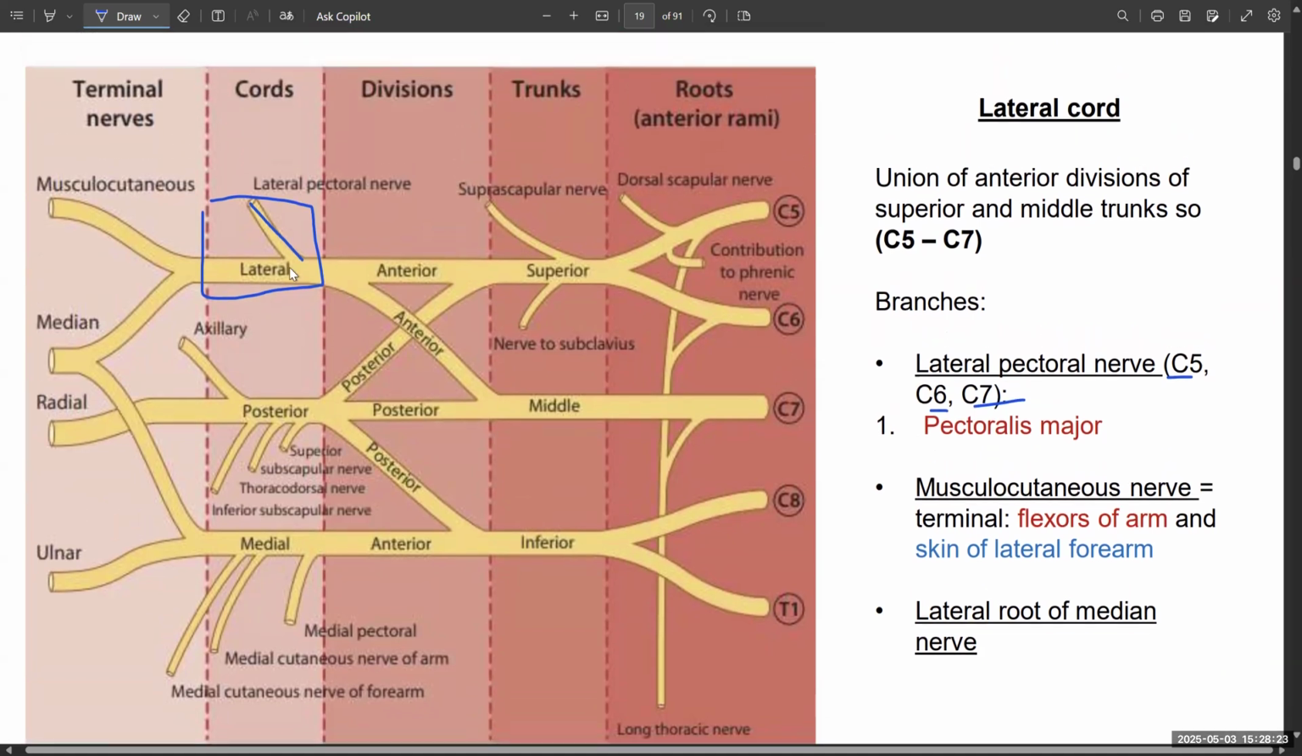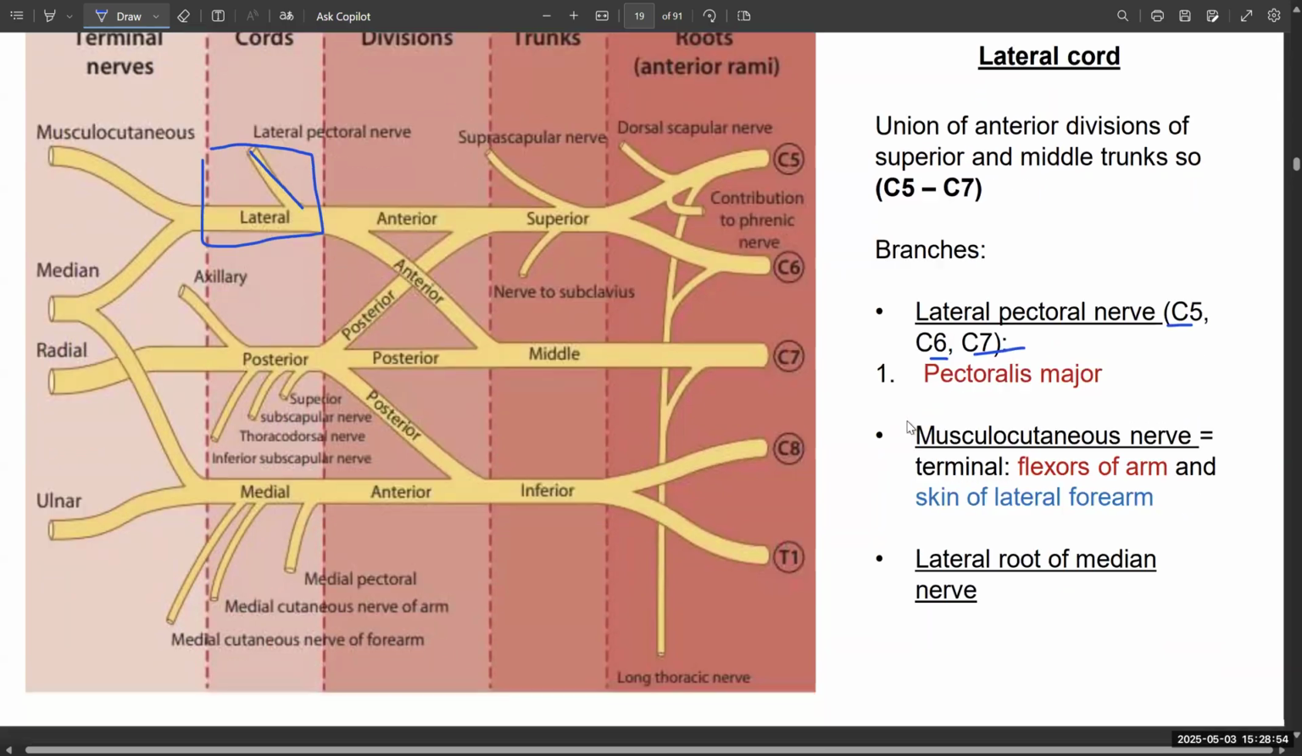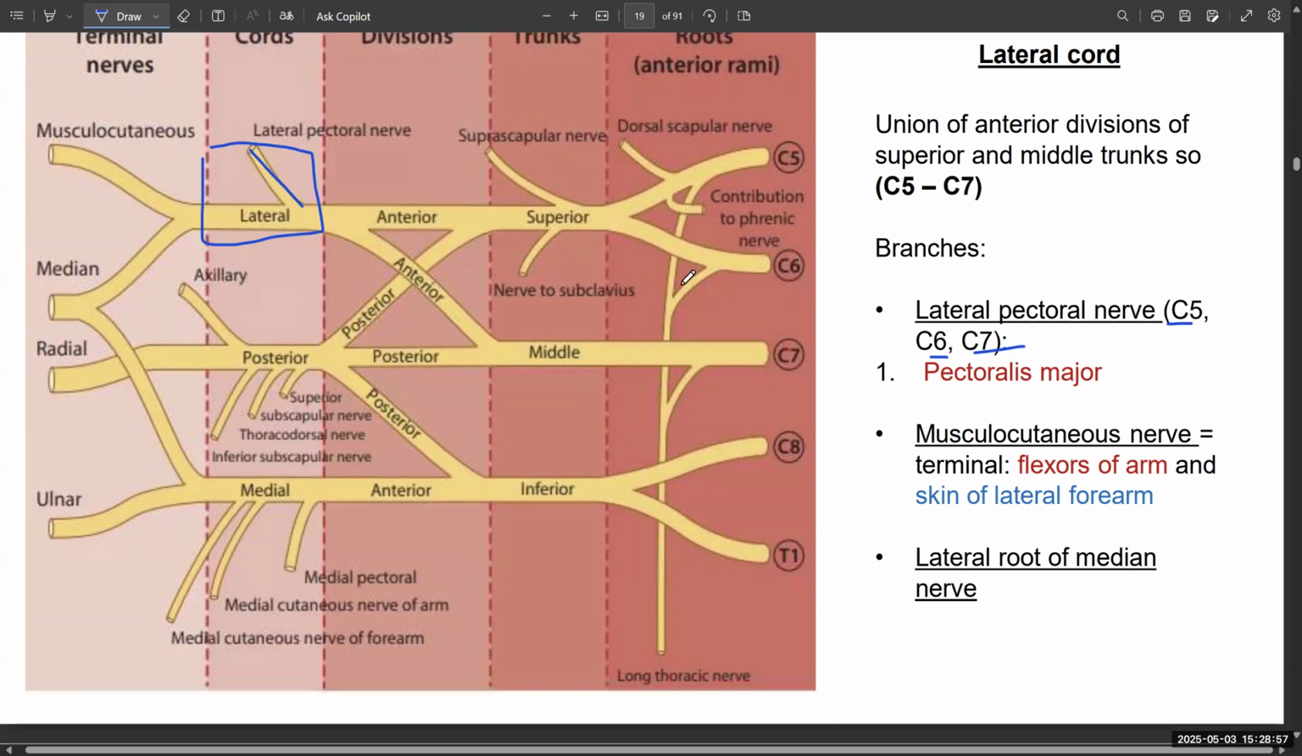Okay, let's trace back. The lateral pectoral nerve is coming from the lateral cord. The lateral cord is made up of 2 anterior divisions, and each of these anterior divisions is coming from the superior and the middle trunk, and the superior and middle trunks are coming from C5, C6, and C7. Okay? What is going to help is if you have a notebook or your iPad next to you and you start drawing as well, because you won't really understand from listening, you have to draw as well. So after I explain this, I'm going to draw as well. Now, the lateral pectoral nerve is going to supply the pectoralis major, which is basically your pecs. So everybody knows what pecs are.